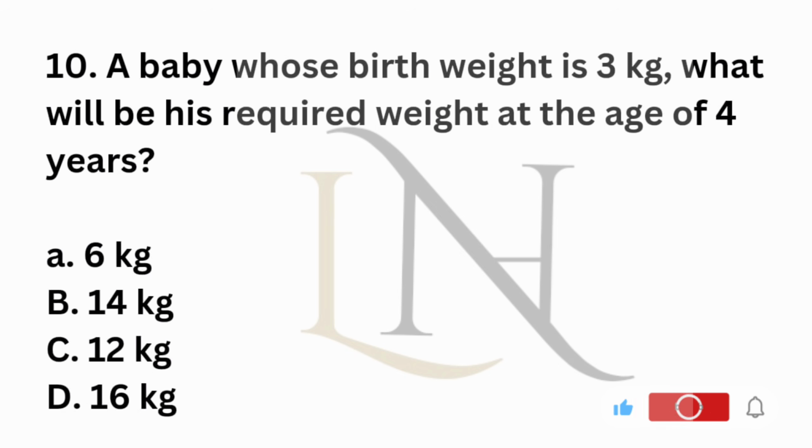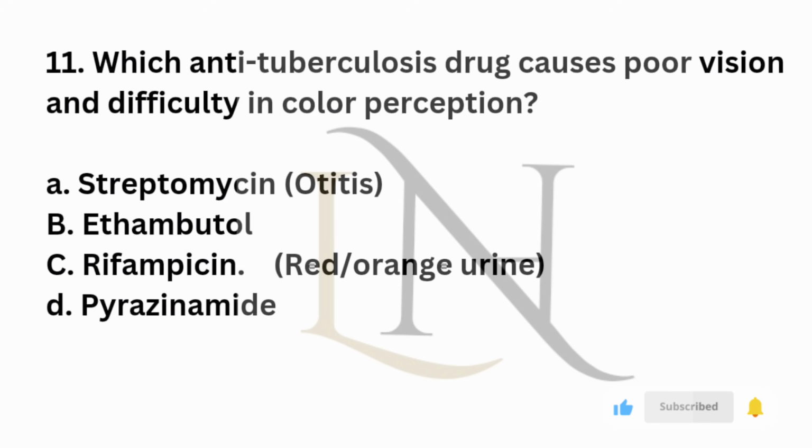Next question. A baby whose birth weight is 3 kg, what will be his required weight at the age of 4 years? Option A, 6 kg. Option B, 14 kg. Option C, 12 kg. Option D, 16 kg. Correct answer. Option D, 16 kg. Baby weight doubles in 6 months, triples in 1 year, 4 times in 2 years, and 5 times in 4 years.